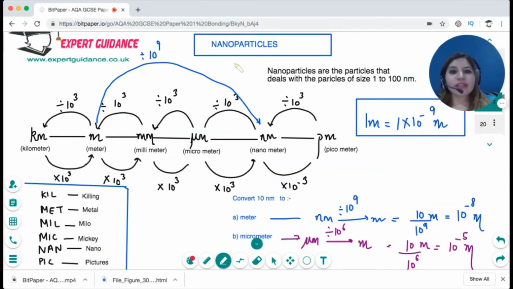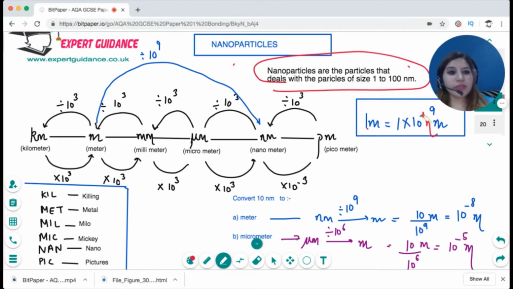Next, you have the concept of nanoparticles. These are particles that are size 1 to 100 nanometers. Now, 1 meter is 10 to the power 9 nanometers. Okay, so 1 nanometer is 1 times 10 to the power minus 9 meters. Now, how do we get to know this calculation?